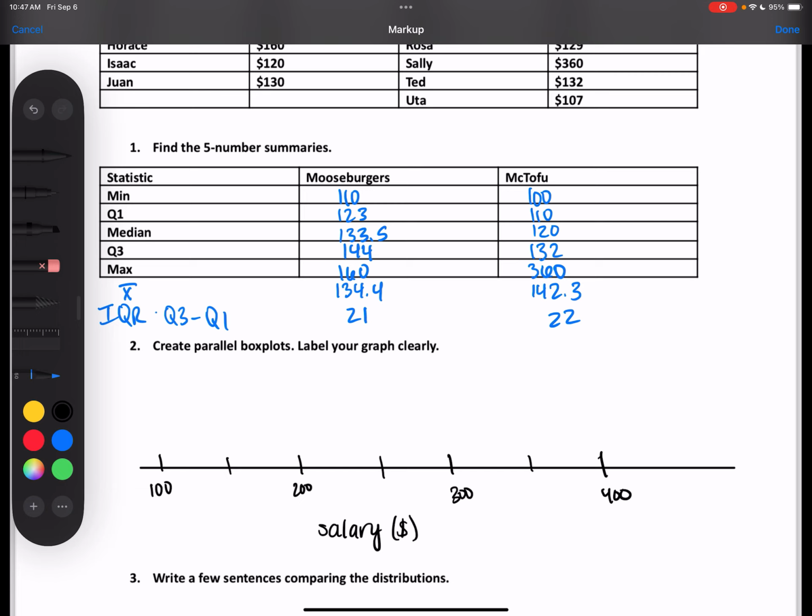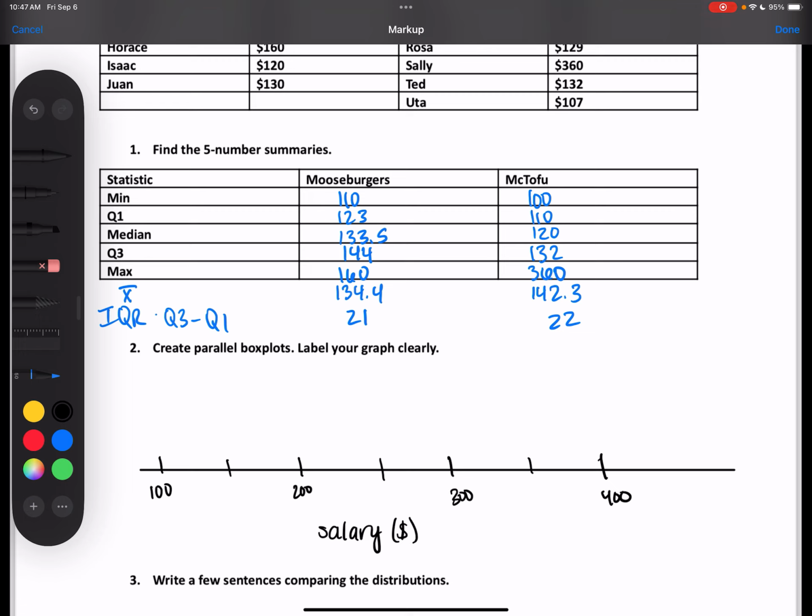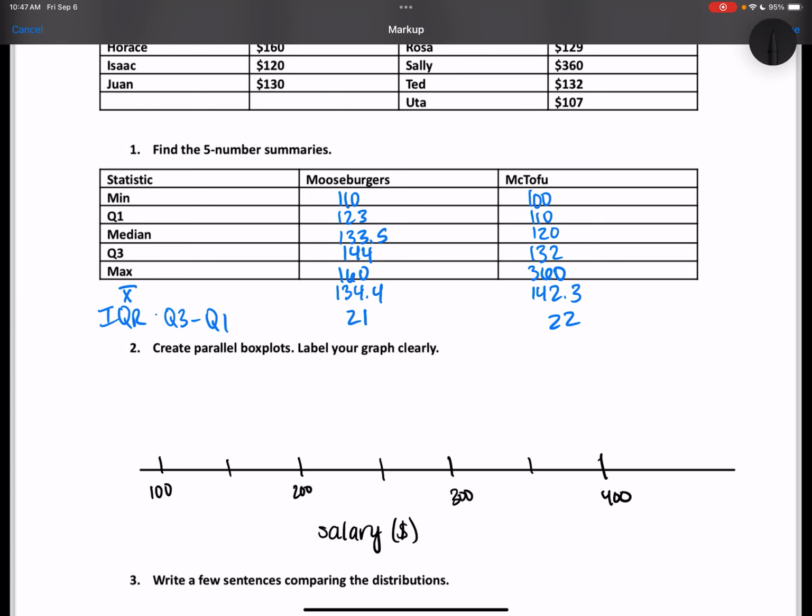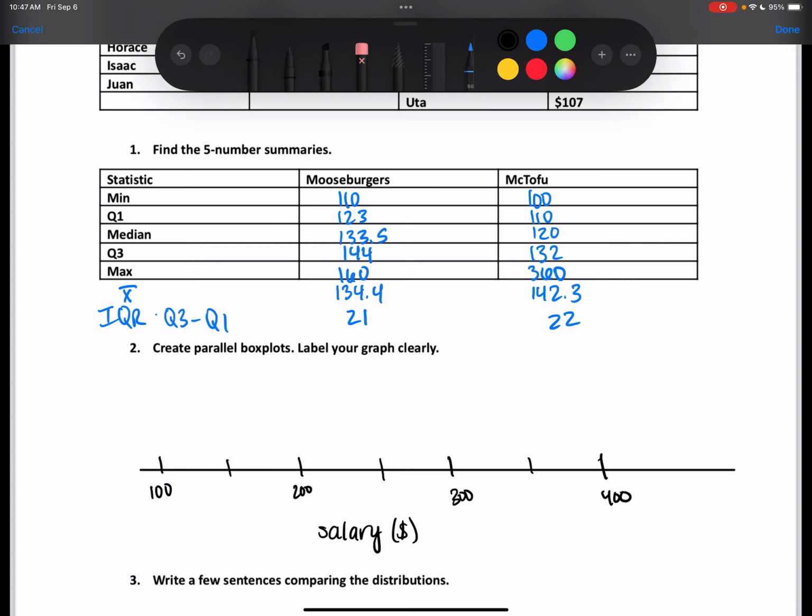The left side is going to represent the restaurant. Wait, do we add outliers to the box plot or no? Or is that where we do the little dot? We're going to do it as a dot. Okay. So I'm going to do McTofu in blue, and I'm going to do Moose Burger in red.